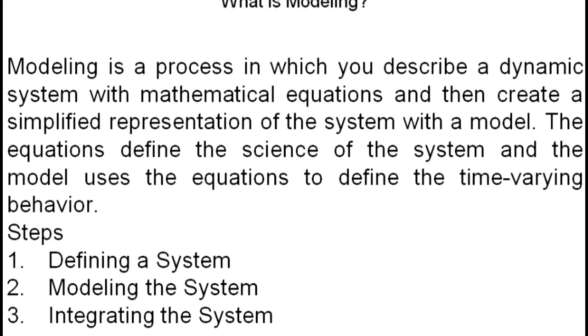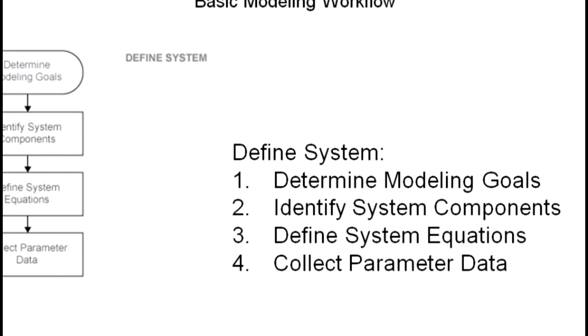There are three basic steps to modeling. One is defining the system, second is modeling the system, and third is integrating the system. In defining the system, we have four further sub-steps: determining the modeling goals, identifying the system components, defining system equations, and collecting parameter data. We are going to look into each of them one by one.